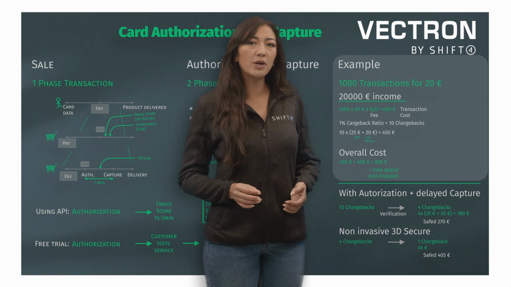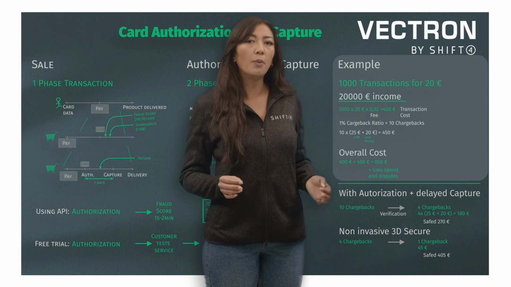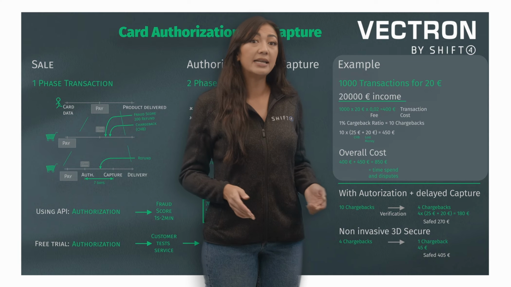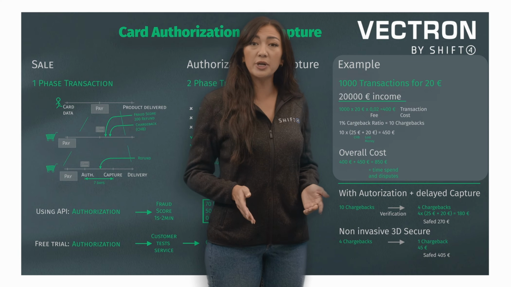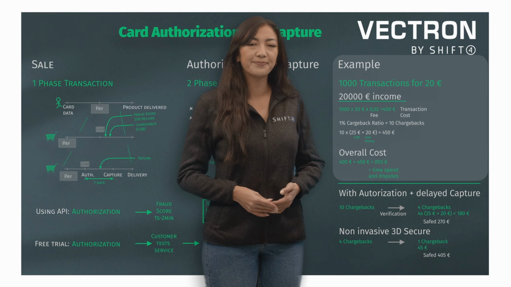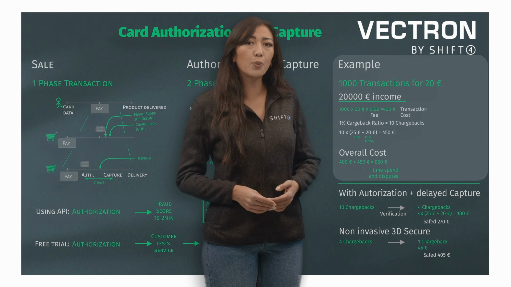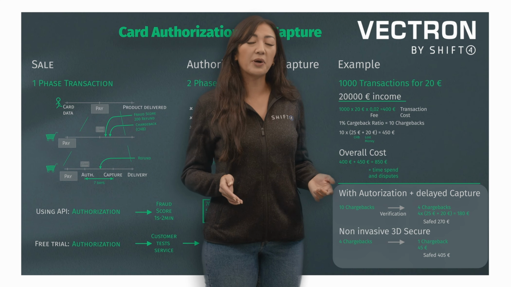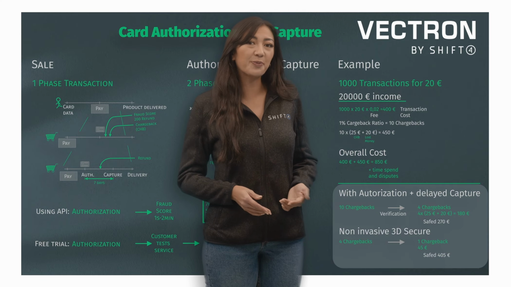This means 10 chargebacks at 20 euros each, plus the chargeback costs would amount to 450 euros. Thus, the total costs for the merchant for 1,000 transactions amount to a hefty 1,000 euros. Moreover, the time, energy, and resources spent contesting this chargeback are not even considered. So how can you save money with two-step transactions?